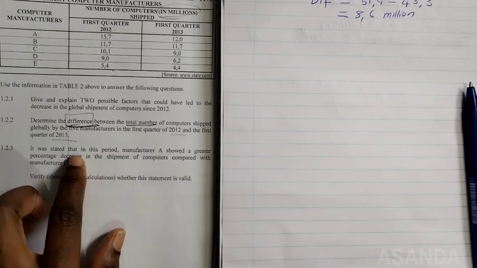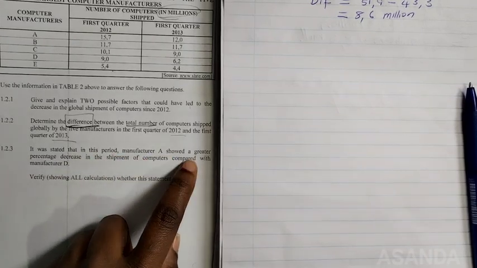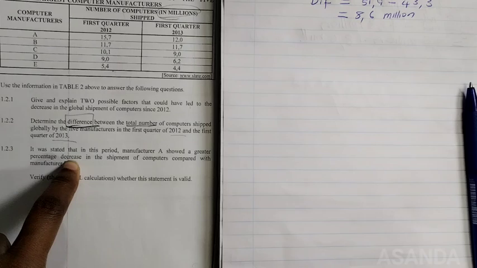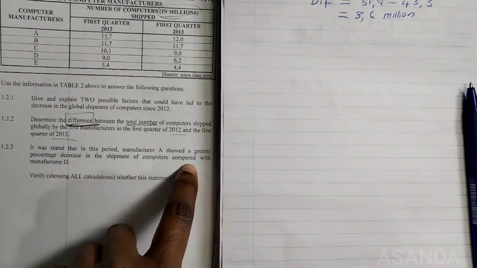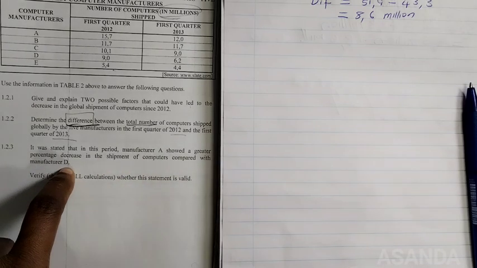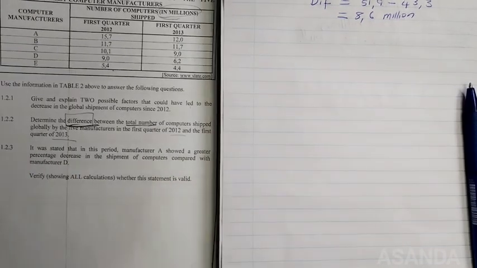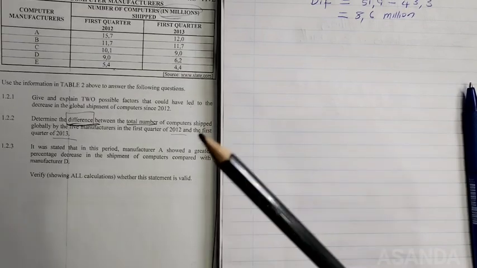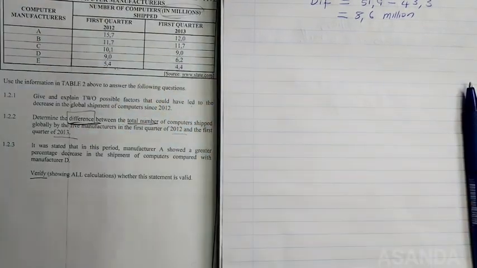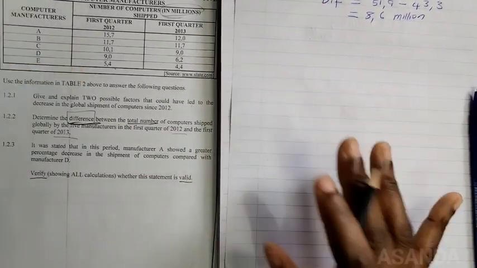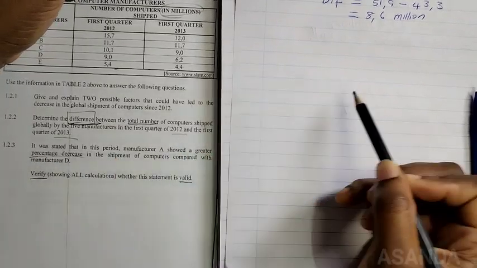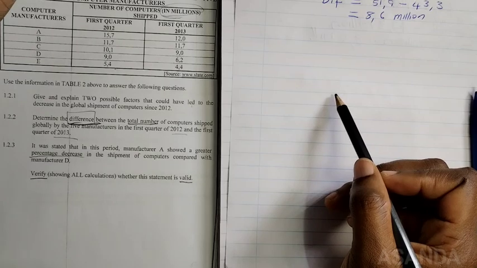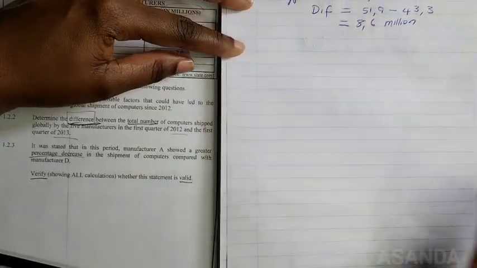It was stated that in this period, manufacturer A showed a greater percentage decrease in the shipment of computers compared with manufacturer D. We're talking about percentage difference. Verify. Now here's that word again. Verify. Showing all your calculations that the statement is valid or not. Okay, what are we talking about here? Manufacturer A showed a greater percentage decrease. Percentage decrease.